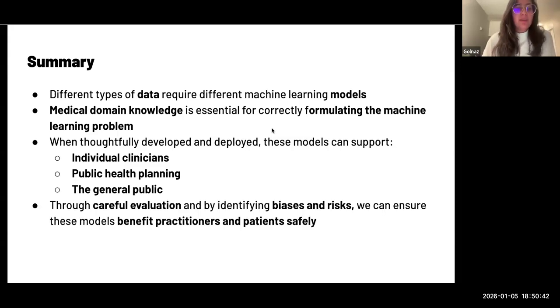And then you should be careful about evaluation of these models, knowing about biases and risks. And Aslan will talk a bit about biases and risks in the next sessions as well. And then once we have that, these models can both benefit practitioners and patients in a safe way.